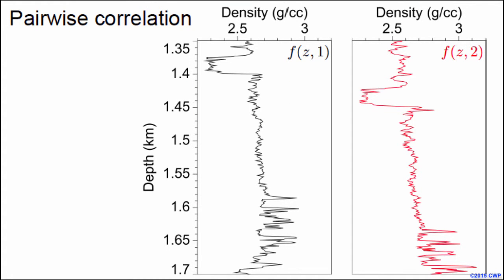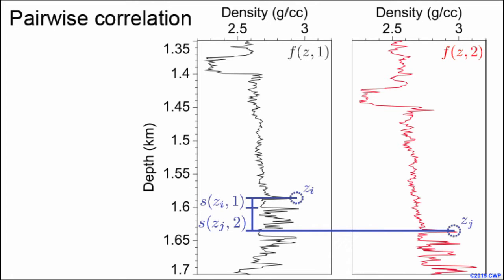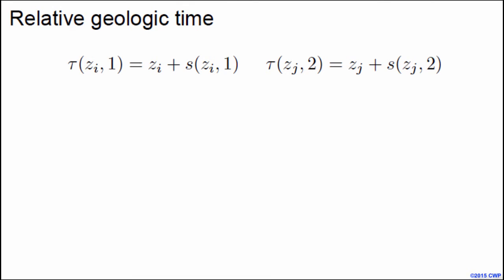So let's look back at logs 1 and 2, and if we perform pairwise correlation between these logs as described earlier, we may find that depth zi and zj correspond. And so to align these depths, we can shift zi down by some amount s of zi and zj up by some amount s of zj. And essentially we get the equations shown here, where we refer to the depth after aligning as relative geologic time.